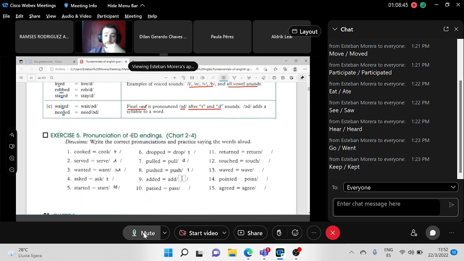Okay, guys. Rule number three. Final ed is pronounced id after T or D sounds. So in this case, the final sound is letter D, right? So it means that the pronunciation of the ending is id. So you say added, added. Next one, number 10.